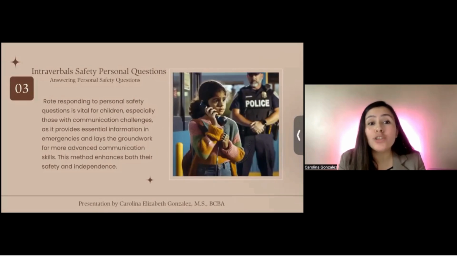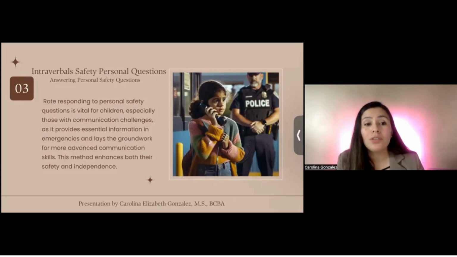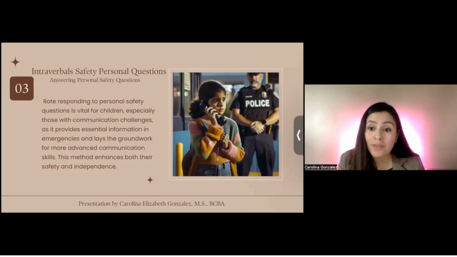Okay, another one is intraverbal safety personal questions. This is a big one. I use it all the time. Okay, this is very similar to your daily living skills and your community safety instructions. So intraverbal safety personal questions essentially is answering personal safety questions. Okay, so this will be appropriate. An example of answering personal safety questions is identifying your mother's name, your dad's name, their phone number, address, right? You want to make sure that the child has memorized these different answers in case of an unsafe situation.